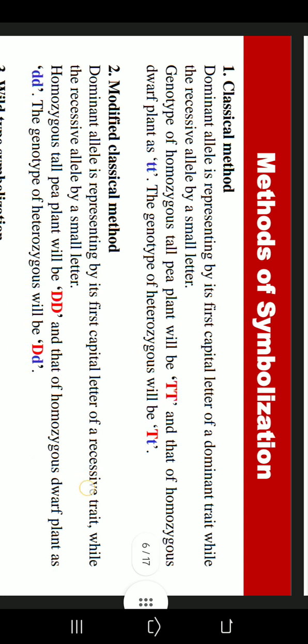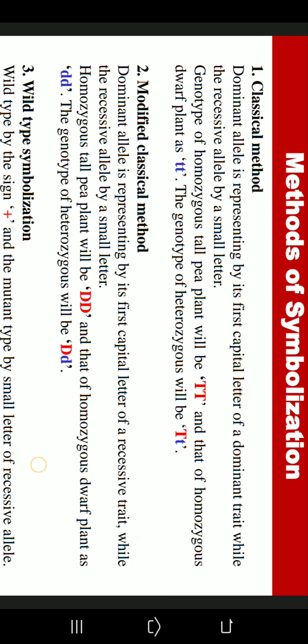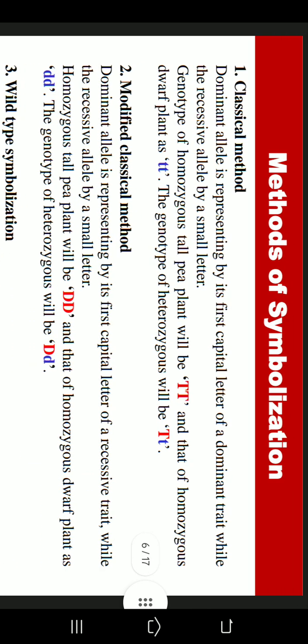Classical method: the dominant allele is represented by the first capital letter of the dominant trait, while the recessive allele is represented by a small letter. The genotype of a homozygous tall pea plant will be capital T, T, and the homozygous dwarf plant is small t, small t. The genotype of a heterozygous plant will be capital T, small t.